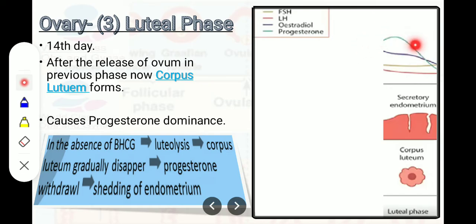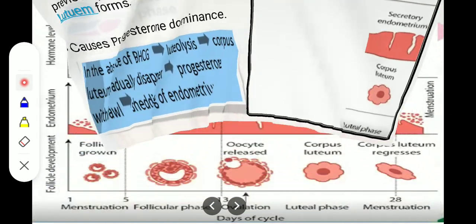Okay, so what happens after that? In the absence of beta HCG, there is luteolysis, the corpus luteum disappears, and progesterone is withdrawn, and there is shedding of endometrium. So menstruation starts. Okay, so with that we come to the end of the phases of the changes taking place in the ovary. And that is the complete picture.